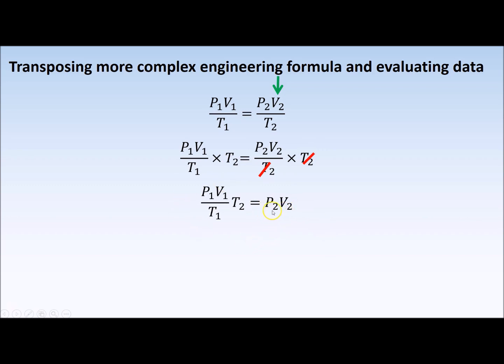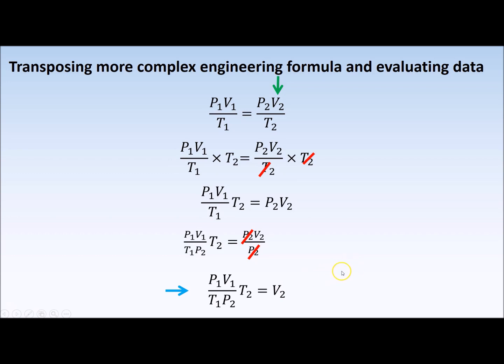From here we now need to split up P2 and V2, so P2 times V2. They're times by, so you're going to divide by the one you want to move, and the one we want to move is P2. The two P2s on the right hand side cancel each other out, which then leaves us with the formula: the initial pressure times the initial volume times the final temperature, divided by the initial temperature times the final pressure, equals our final volume. That's the formula we're going to use.